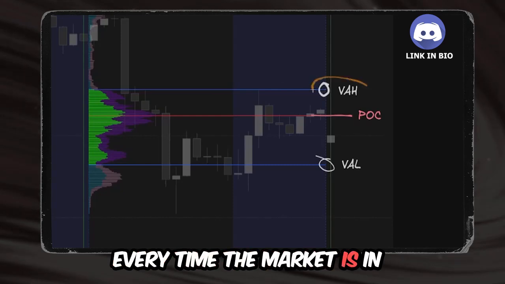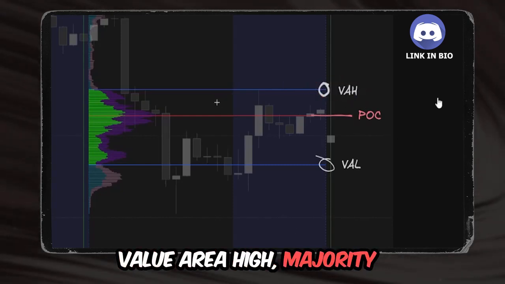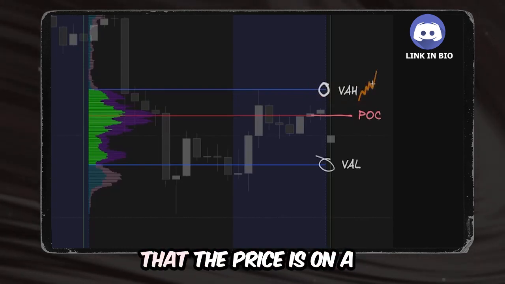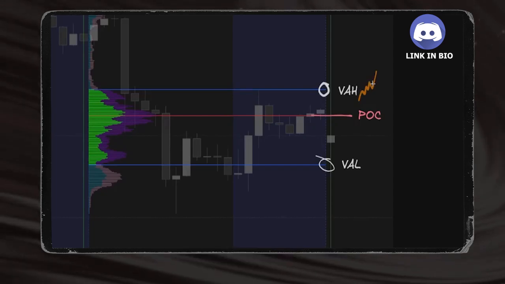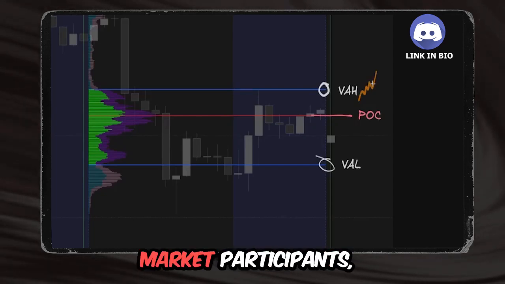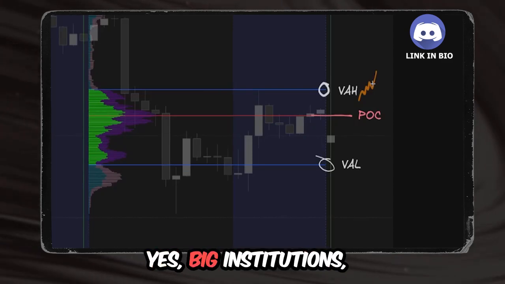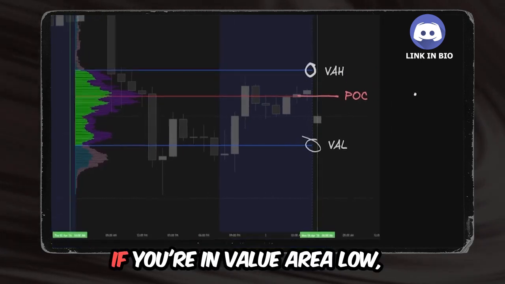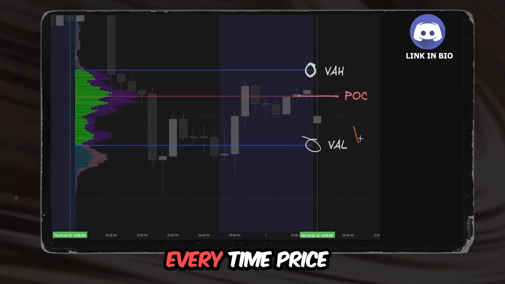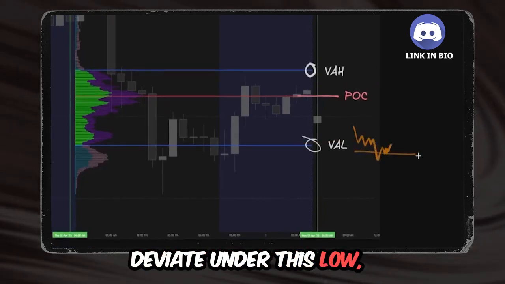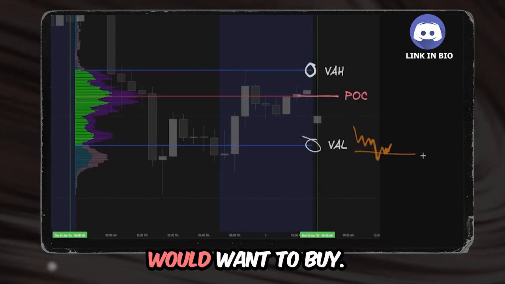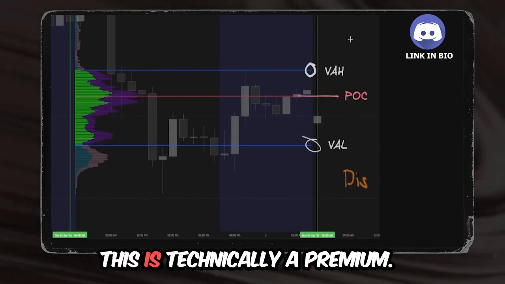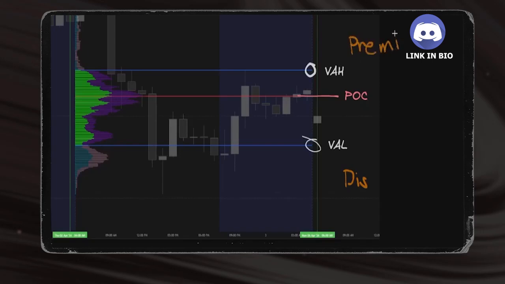Every time the market is in value area high, majority of the time, if it goes above value area high, that is what you like to call that the price is at a premium. So this is where market participants, big institutions, yes, big institutions, watch this, big institutions are looking to sell. If you're in value area low, every time price deviates under this low, that is where institutions would want to buy because this is technically a discount. This is technically a premium.